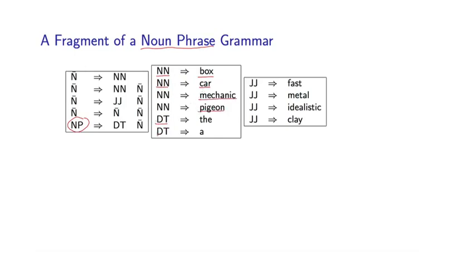We have two words for determiners. DT can rewrite as the or a. And then I have a few adjectives over here: fast, metal, idealistic, clay. And we have JJ, this adjective symbol, rewriting as each of those words.